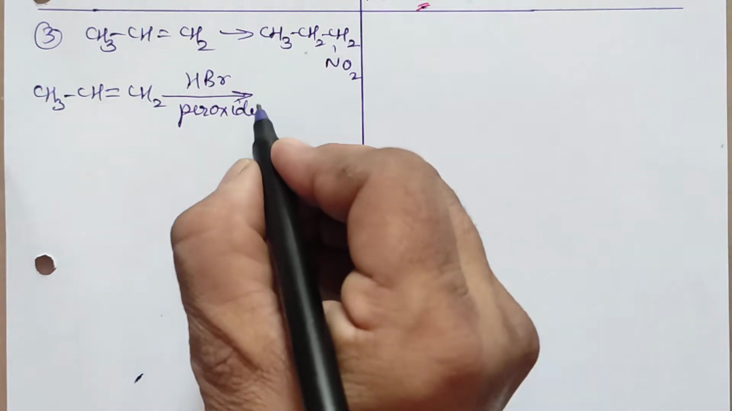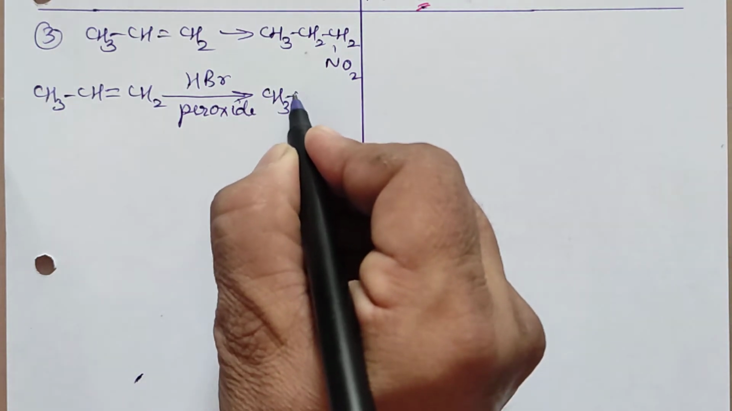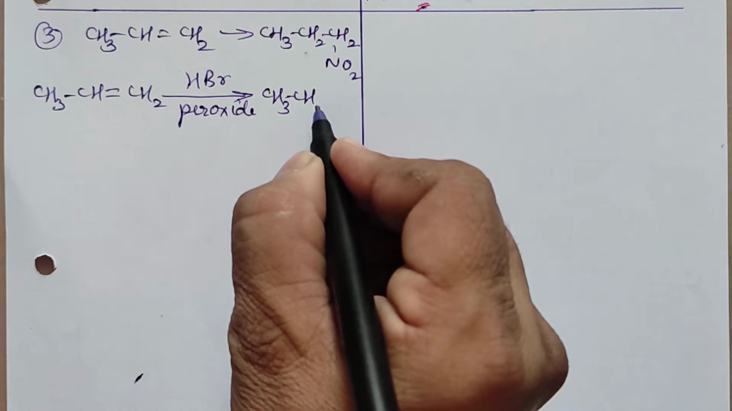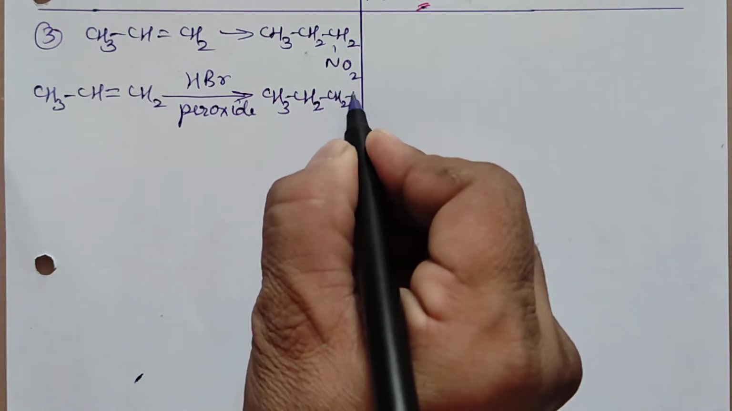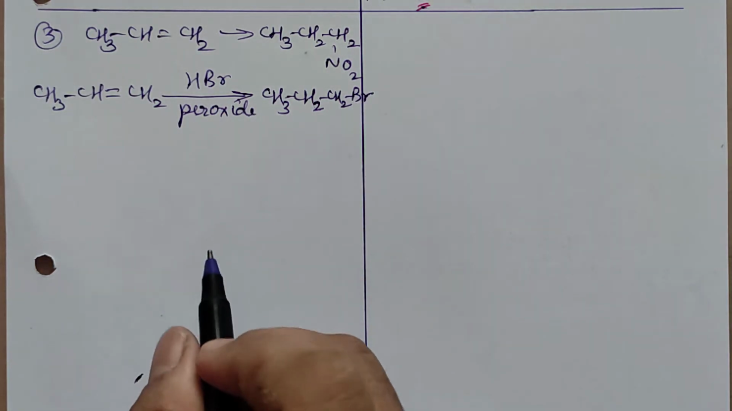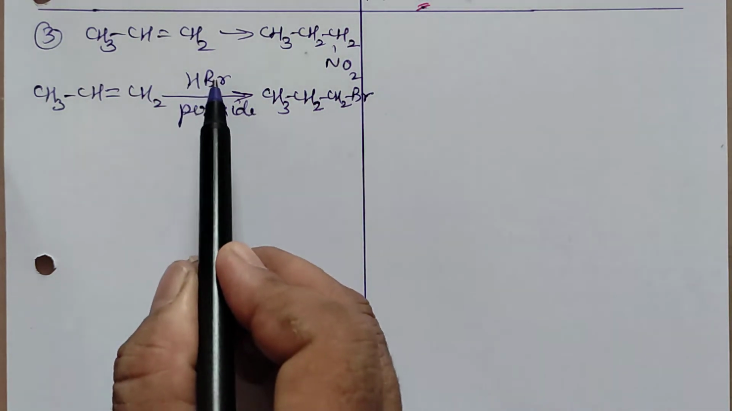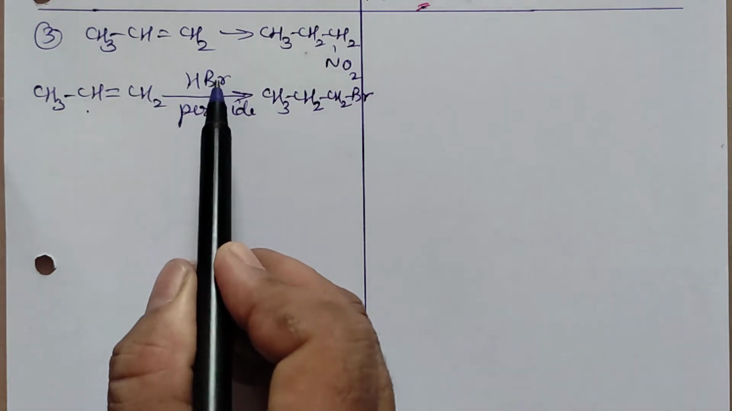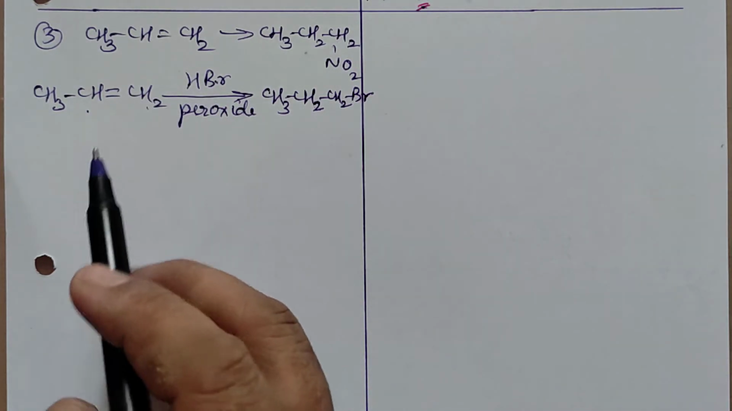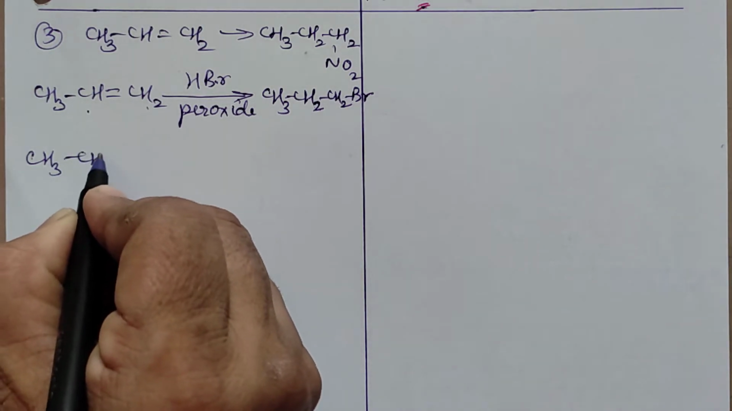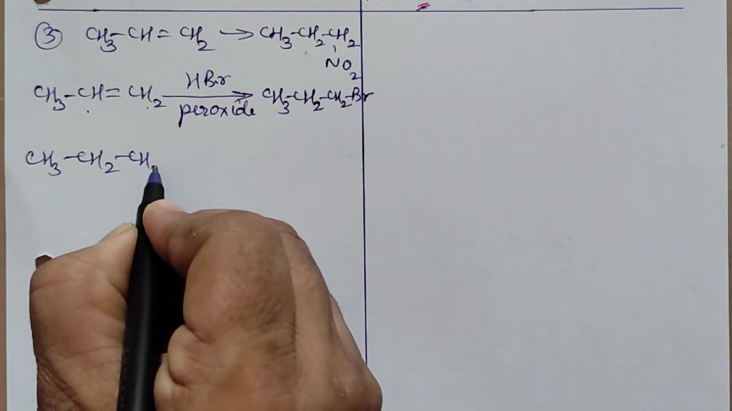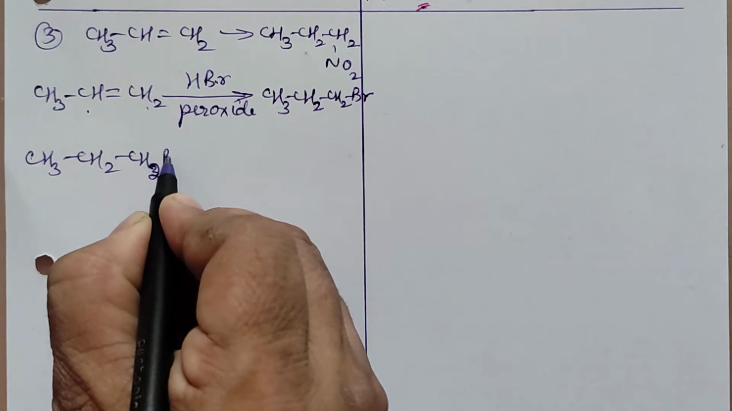So in the presence of peroxide, when you carry out the reaction, you will have here CH3, CH2, CH2, and the Br will be added on here. Normally in Markovnikov's addition Br goes here, but in anti-Markovnikov, Br will be on the carbon having more number of hydrogen atoms. Now that product which is obtained is 1-bromopropane.